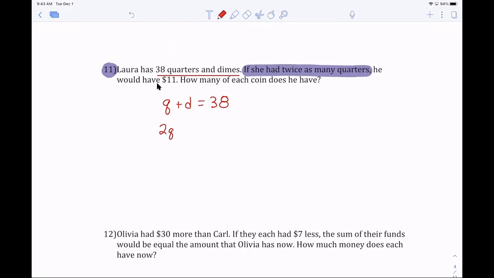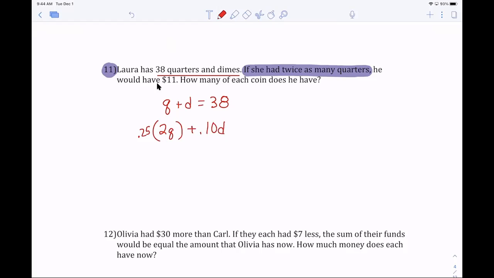Now that represents the number of quarters, right? What's a quarter's value? 25. So I want everybody to look at what I'm doing. This is hard. Plus, how do I figure out the money in dimes? 0.10D.